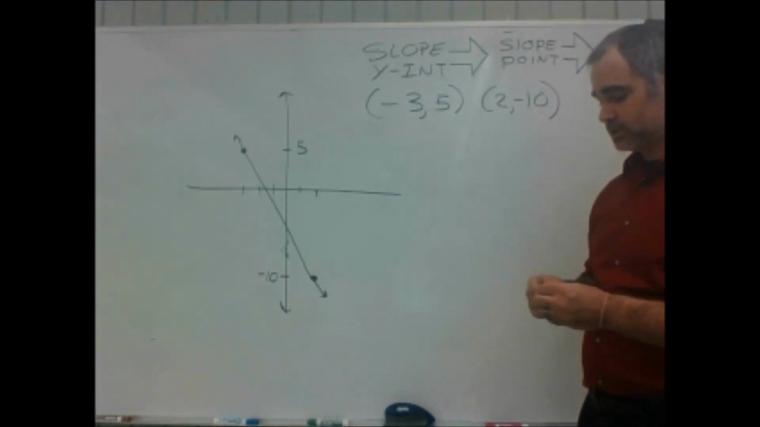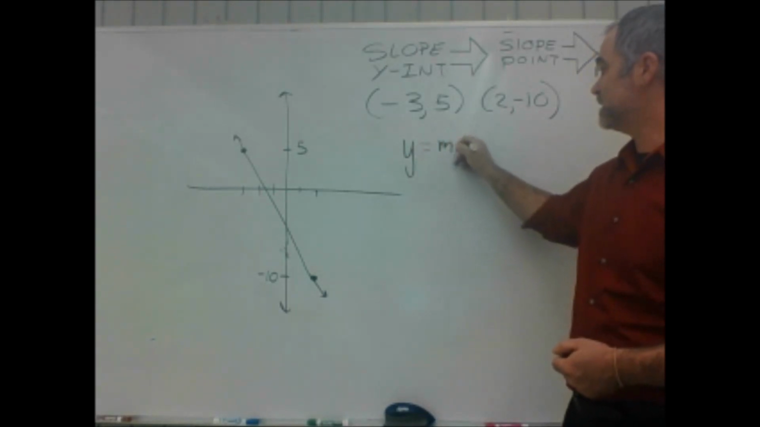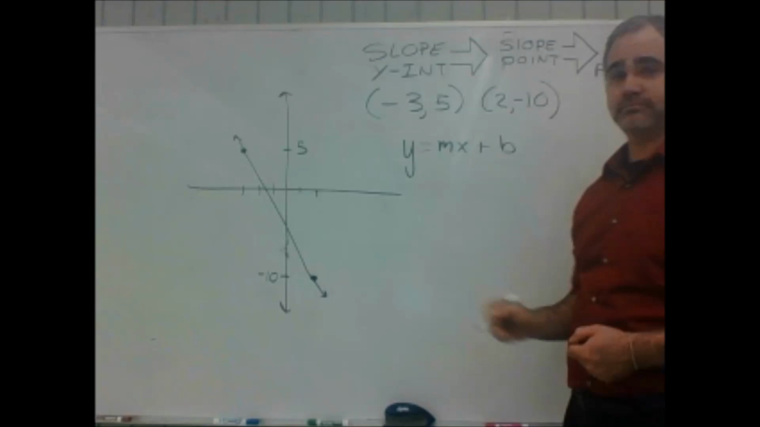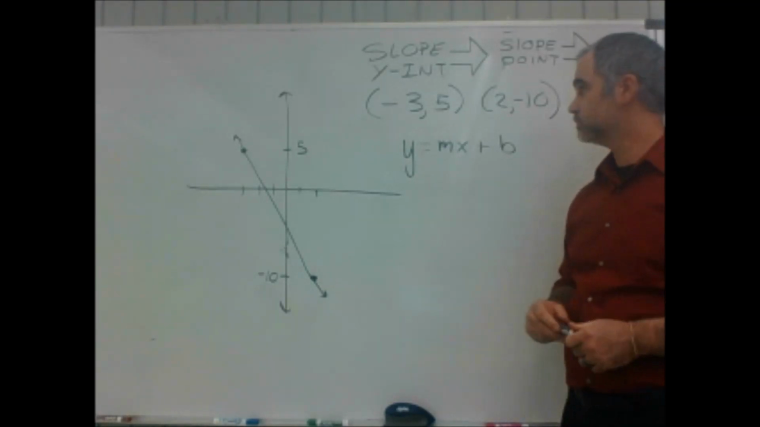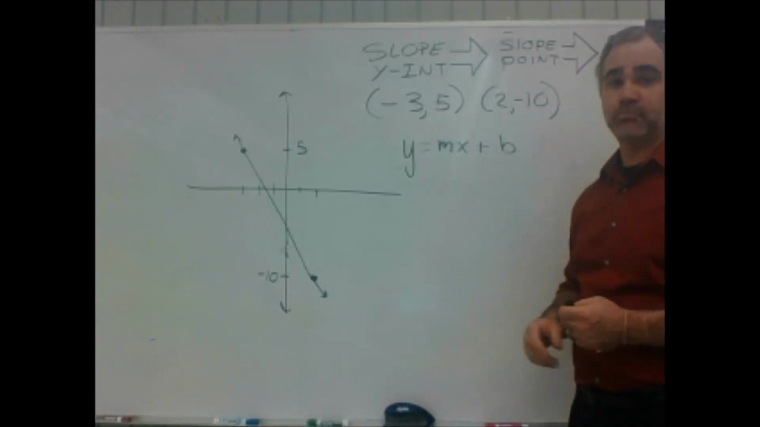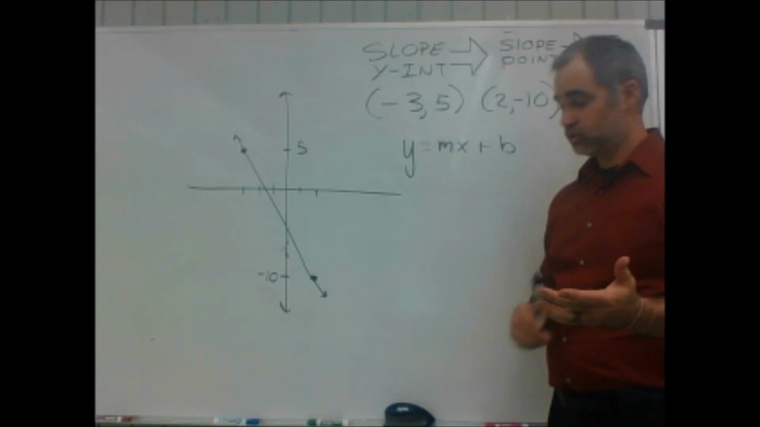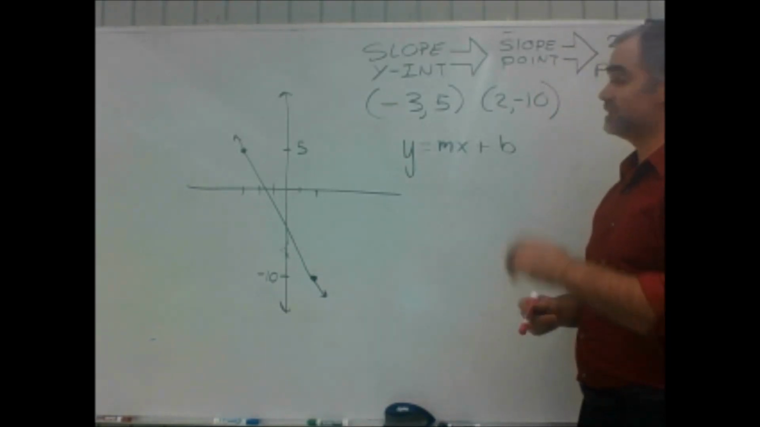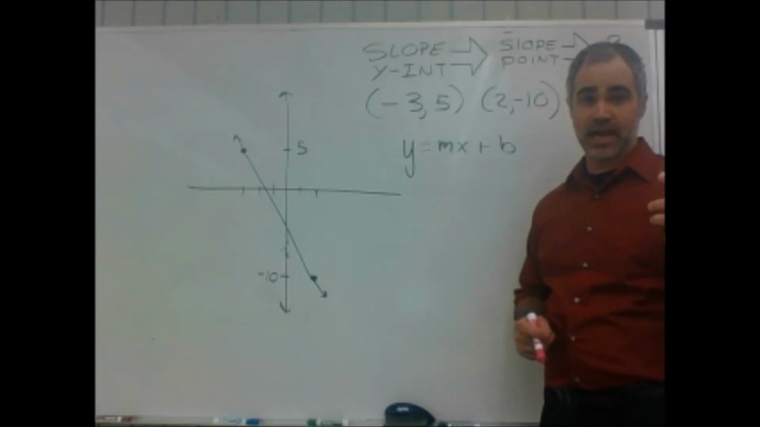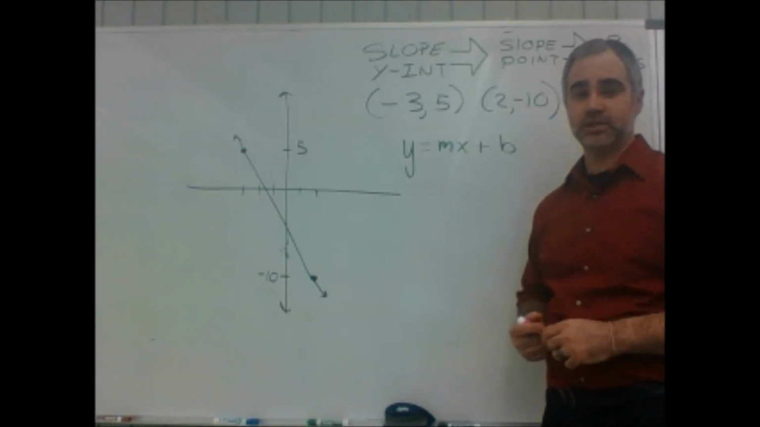All right, so the first most difficult thing is you don't have either piece. You don't have anything. All you have is 2 points. So we're going to have to find both the slope and the y-intercept. The easier of those two is to find the slope. Now remember, the slope is the change in y over the change in x. Remember, rise over run, change in y over change in x.